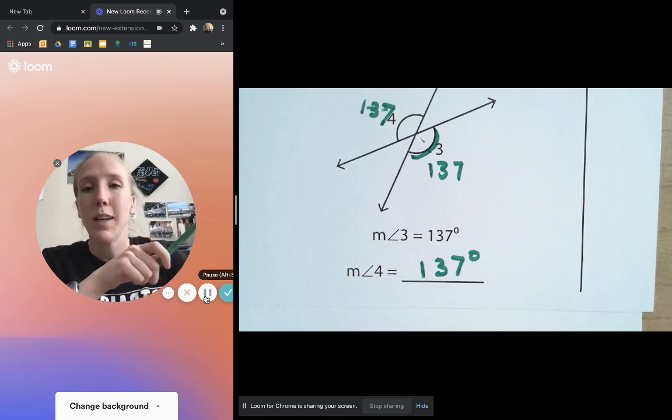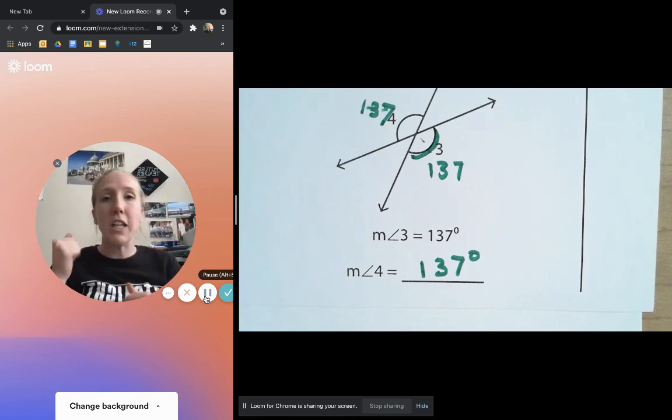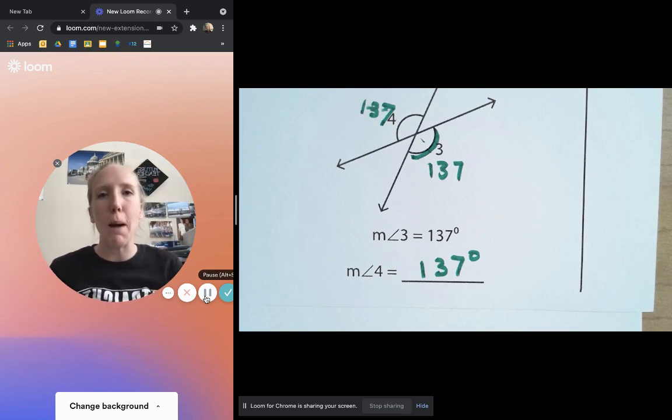All right. Have a good one. You guys, good luck with this. Remember, adjacent, right next to each other; vertical, mirror images, or opposite of each other.